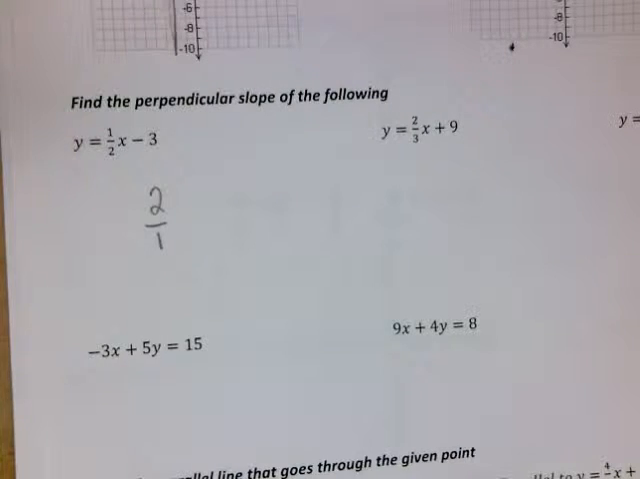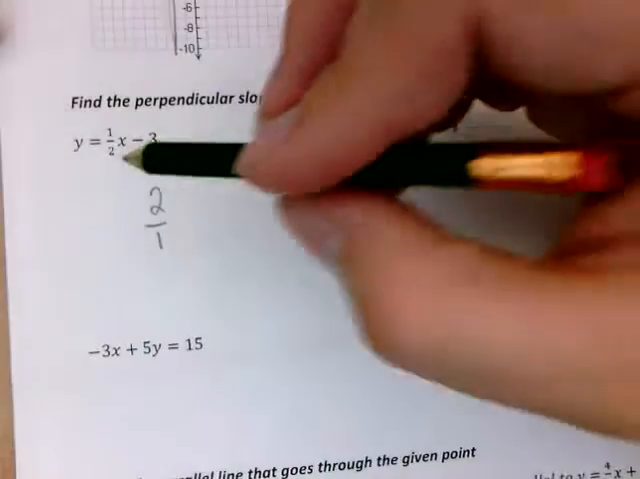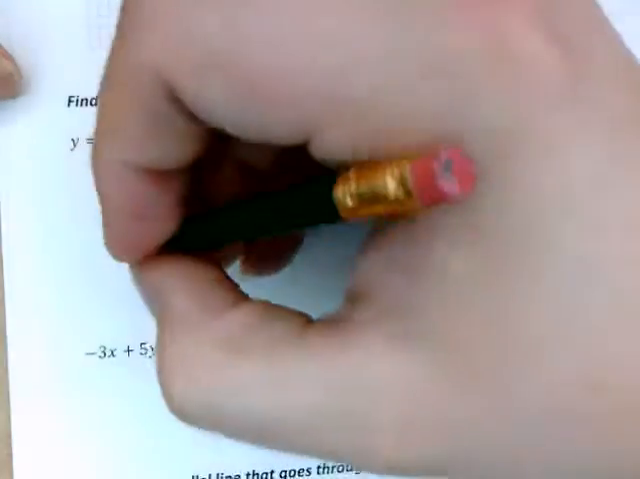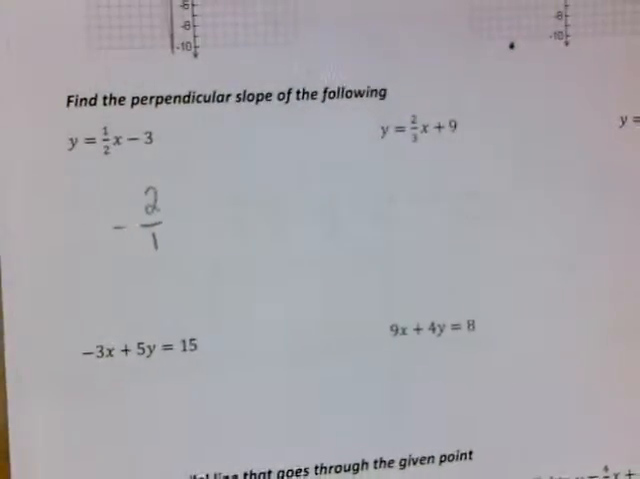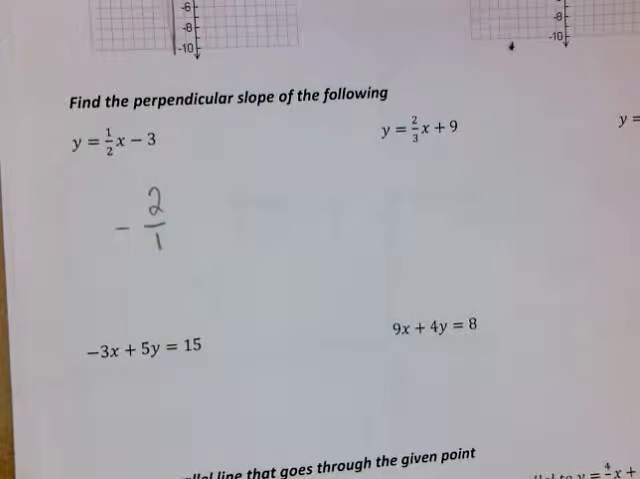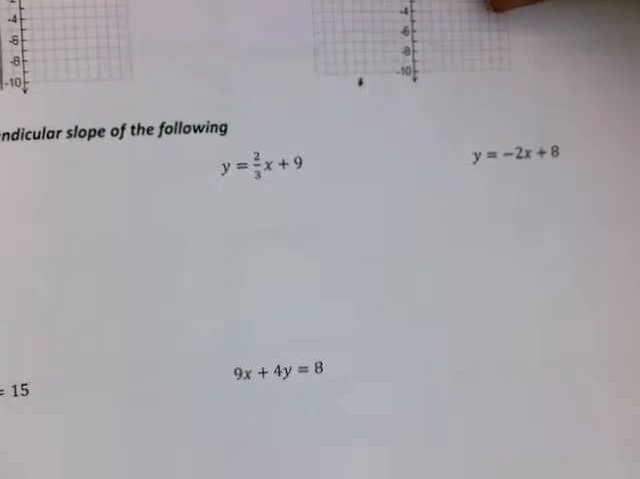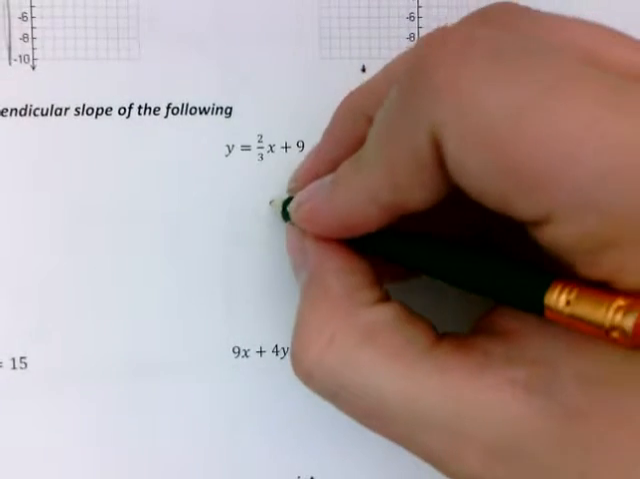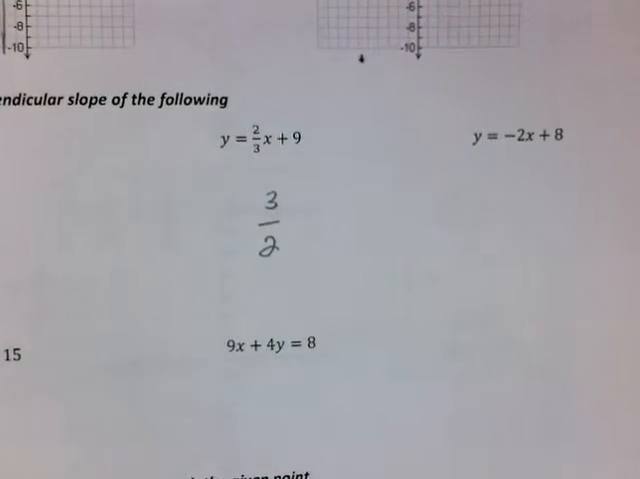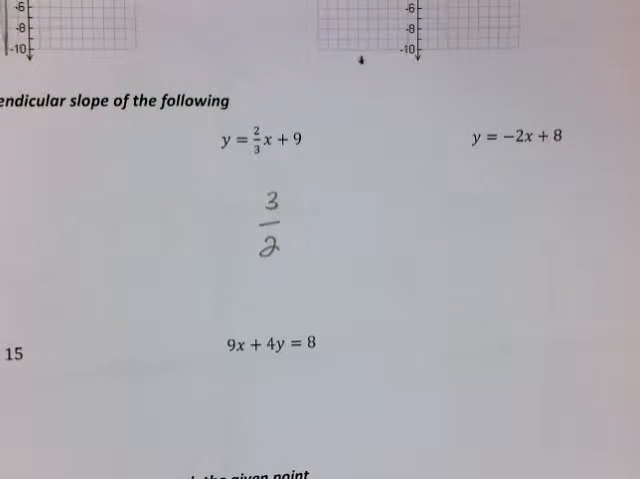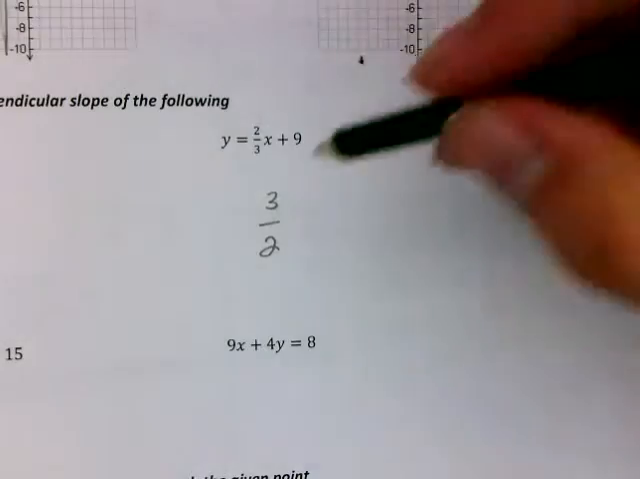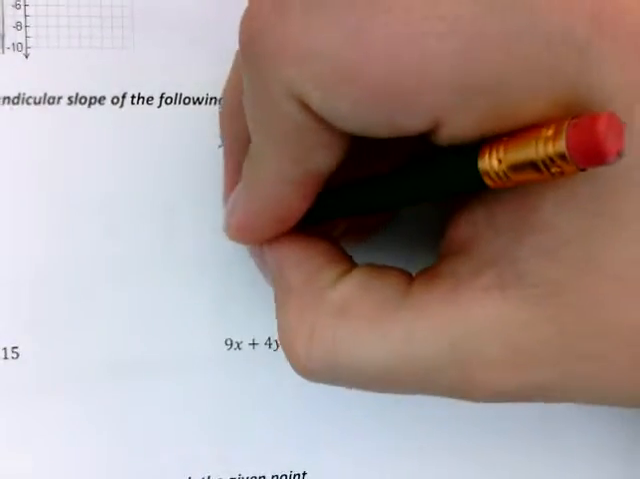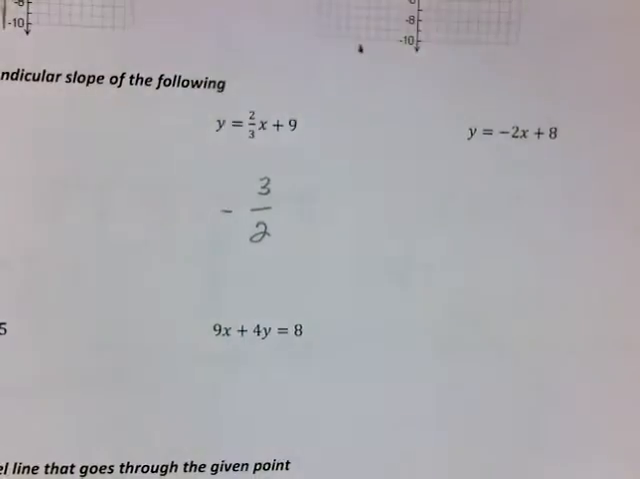Now, when we actually flip the fraction, we also have to change the sign. This is positive, so this one has to be negative. So we have a negative 2/1. Next one. The slope is 2/3, so we flip it, it becomes 3/2. Notice the 2/3 is a positive number, so we change this 3/2 to negative. So these are opposite reciprocals of each other.